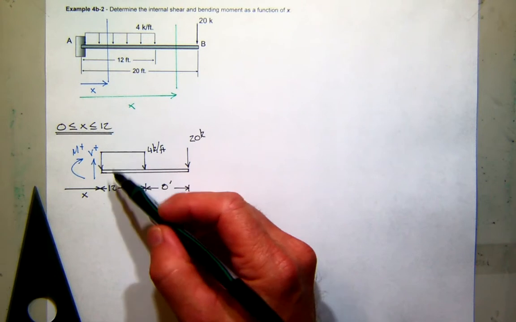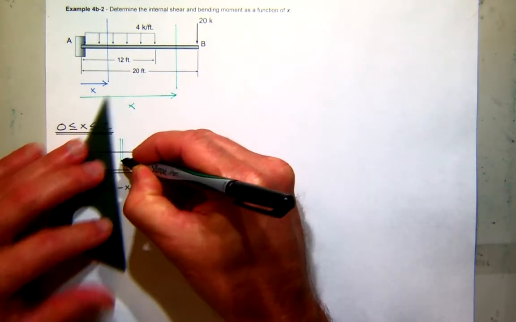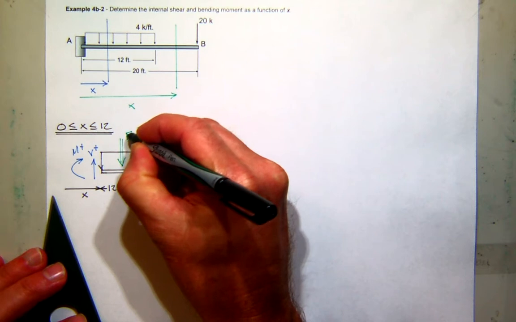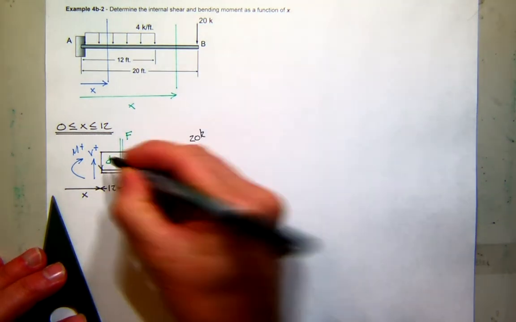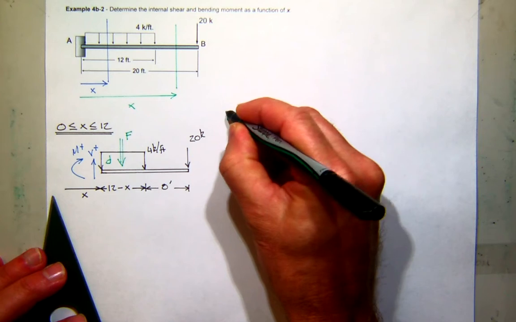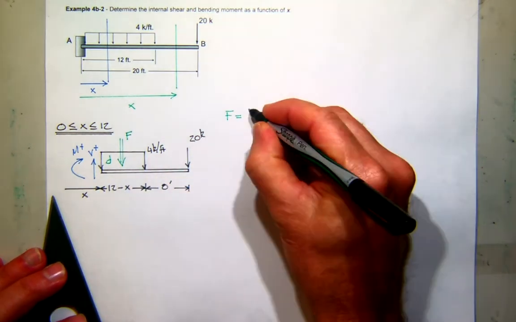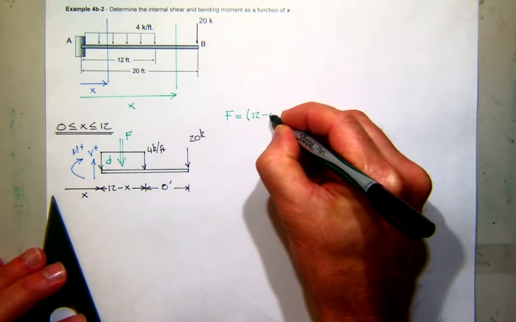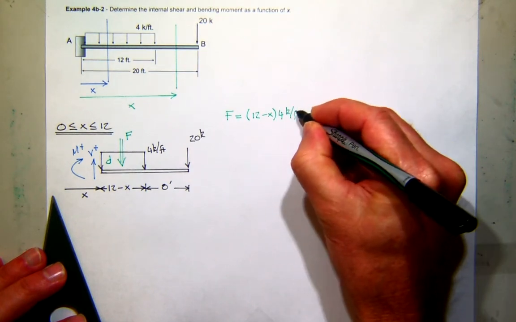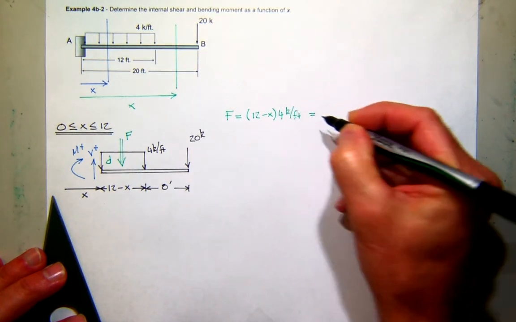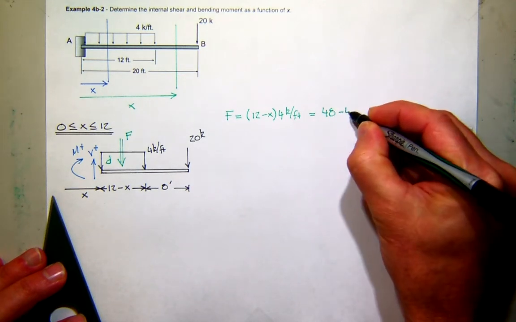Now I've got to deal with this thing. This is still going to be a funny thing. So I'm going to get a concentrated equivalent, and just to help myself, I'm going to say that's some force F, and the distance will be D. So what is that force F? Well, it's a rectangle, so it's going to be the base. The base is 12 minus x, and then the height is 4 kips per foot. So my function is going to be 48 minus 4x.